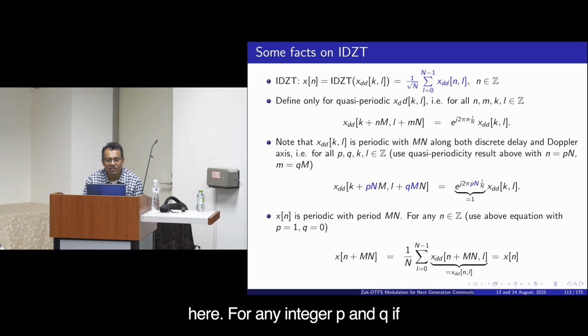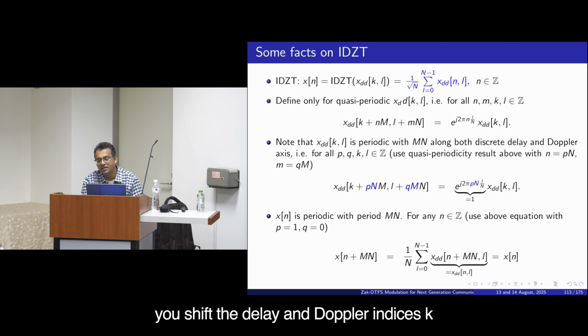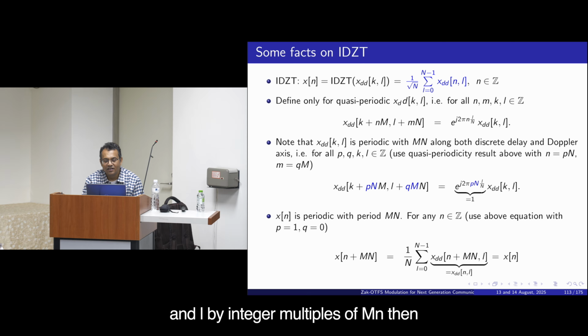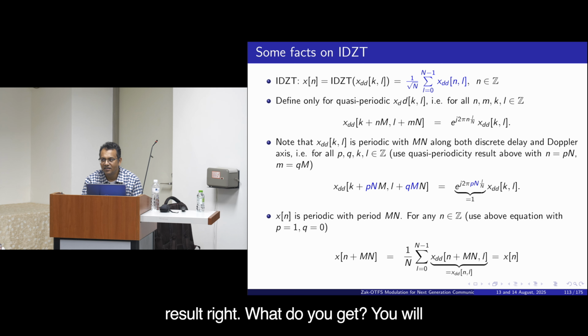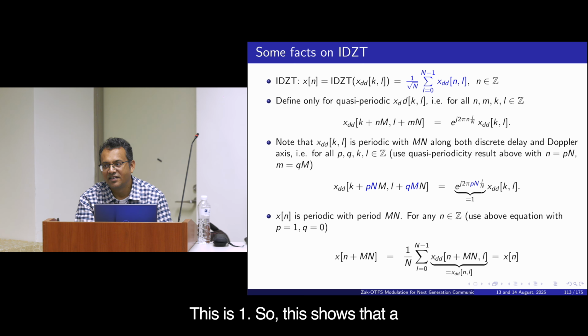For any integer p and q, if you shift the delay and Doppler indices k and l by integer multiples of MN, then if you see this formula, you replace the small n with p times capital N, replace this small m with q times capital M, and use this result. What do you get? You will get this expression. This small n will be replaced with p times N, so you will get this term, and for this one, that one remains the same. But what is this? This is 1.